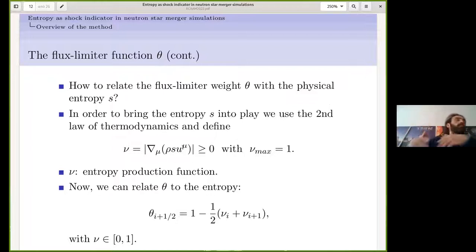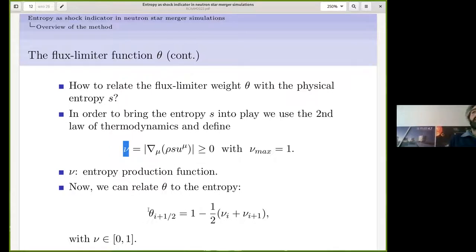So if one expands that and massages it a little bit, uses the continuity equation and all this stuff, one can express this as a function: the time derivative of the entropy plus some coefficients times the spatial derivative of the entropy. So we can define in this way the so-called entropy production function. And then we're going to use this quantity to relate theta with the entropy.